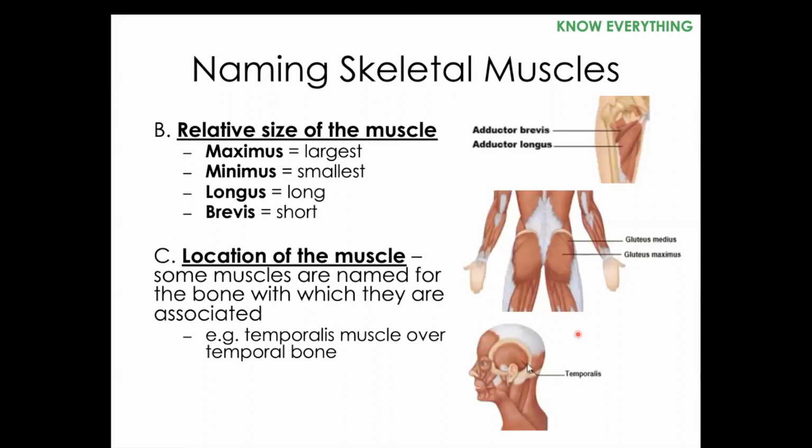And then next we have relative size of the muscle. So maximus is going to be a very large muscle. Minimus is going to be the smaller muscle. Longus is going to mean it's a longer muscle, and brevis is a shorter muscle. Next, we have the location of the muscle. So some muscles are named for the bone which they're associated with. An example of that is your temporalis muscle is over your temporal bone.